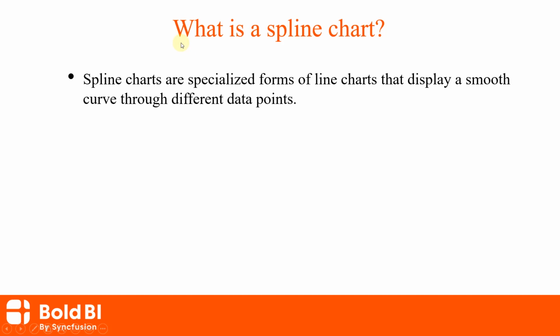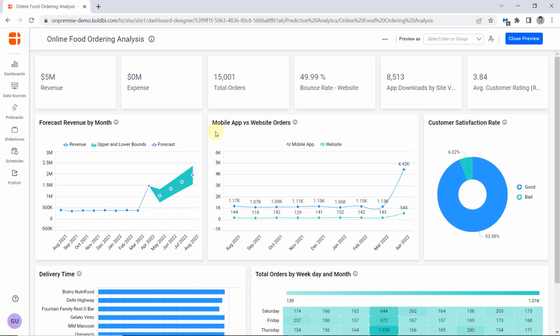Spline charts are specialized forms of line charts that display a smooth curve through different data points. They're used for plotting data that needs to suggest smooth and gradual changes. In this example dashboard, to analyze orders received through a mobile app and a website by month, we have used this mobile app versus website orders spline chart widget.